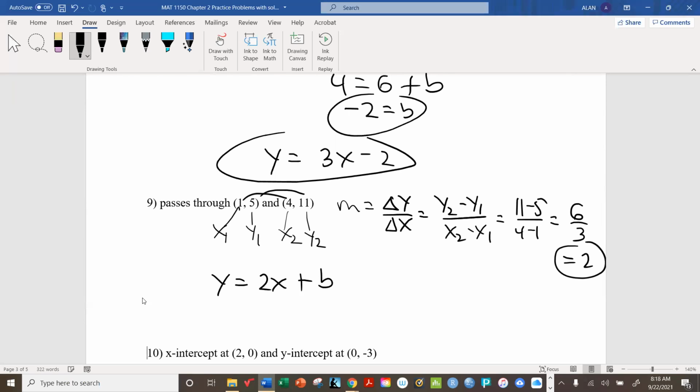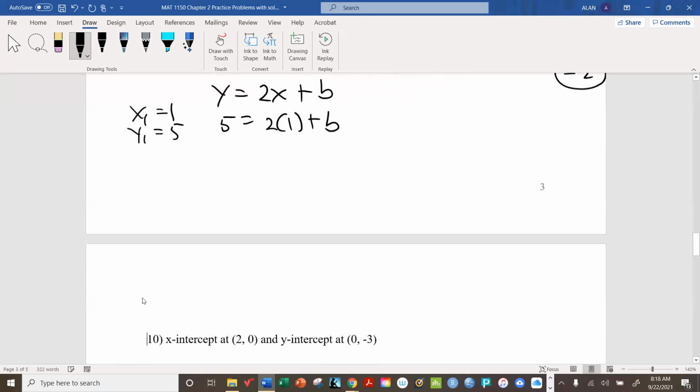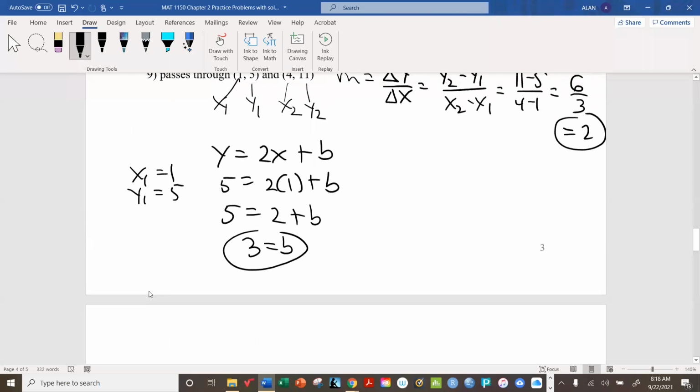We'll substitute in the first point. 5 is 2 times 1 plus b. 5 equals 2 plus b. 3 equals b. All right, so when we consolidate all that information, y equals 2x plus 3.